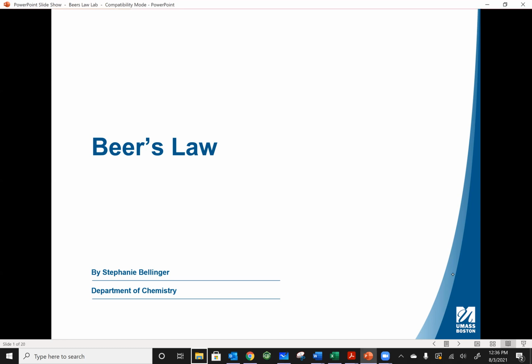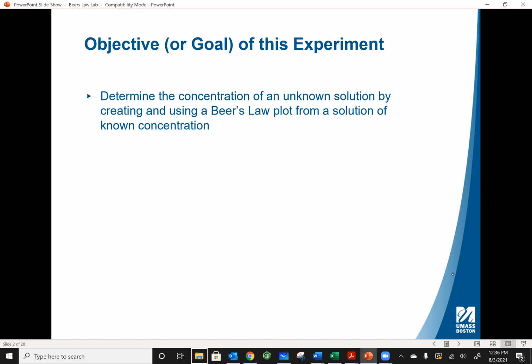Okay, good afternoon, everyone. Today we are doing the Beer's Law experiment. The objective of this experiment is to determine the concentration of an unknown solution by creating and using a Beer's Law plot from a solution of known concentration.